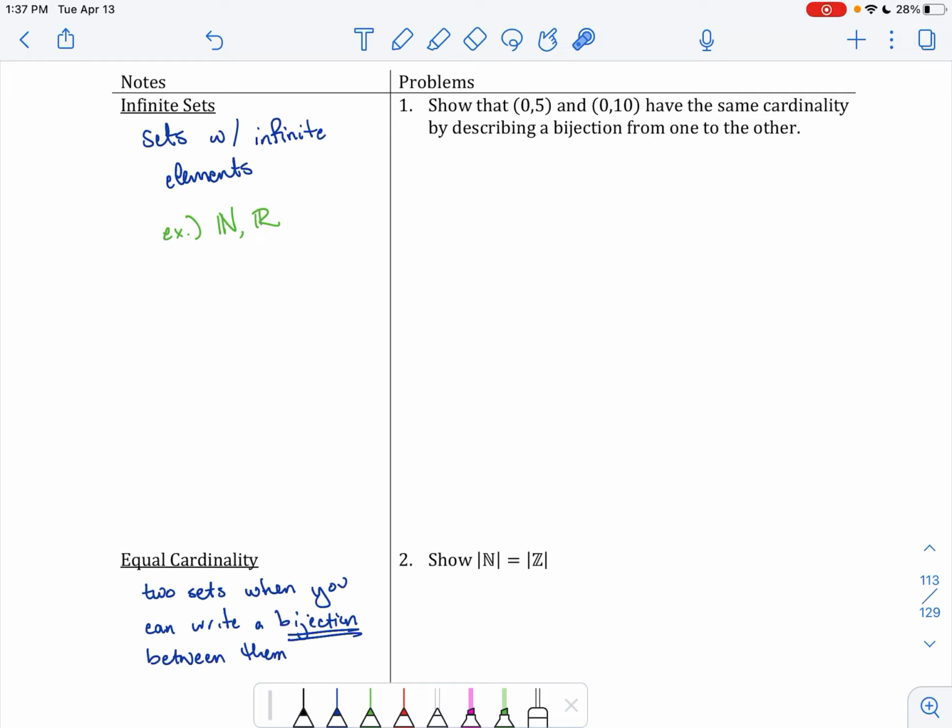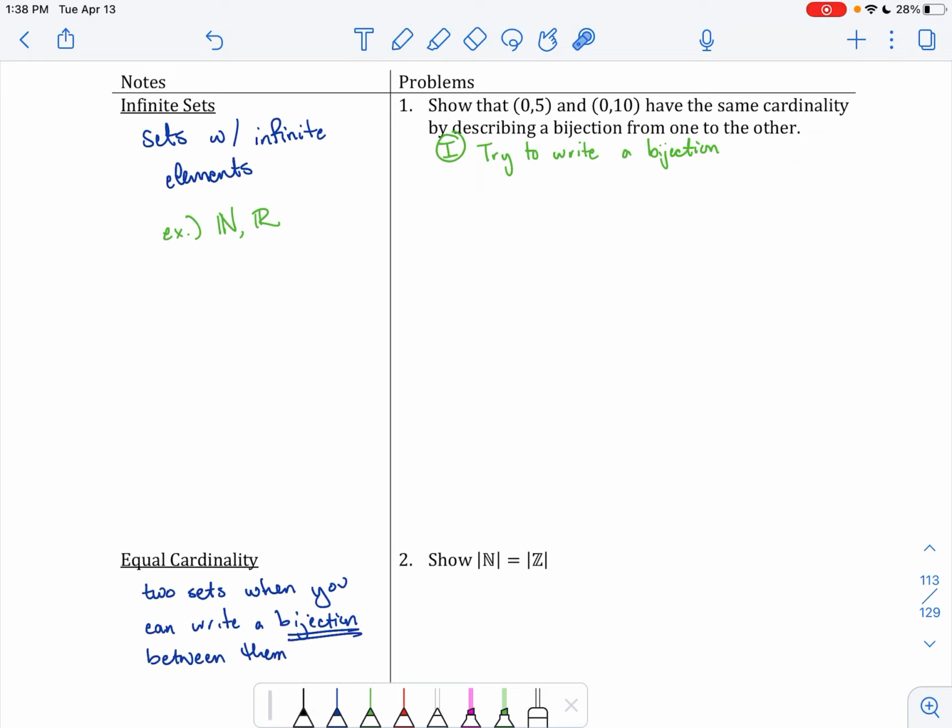However, there are plenty of infinite sets that are. So if you look here in number 2, it says show that the natural number cardinality is equal to the integers. So some infinite sets are equal and some aren't. So we'll talk about using this bijection idea to prove different cardinalities are equal. So show that the interval of 0 to 5 and 0 to 10 have the same cardinality by describing a bijection between them. So with all these types of problems, you want to start by trying to write a bijection.